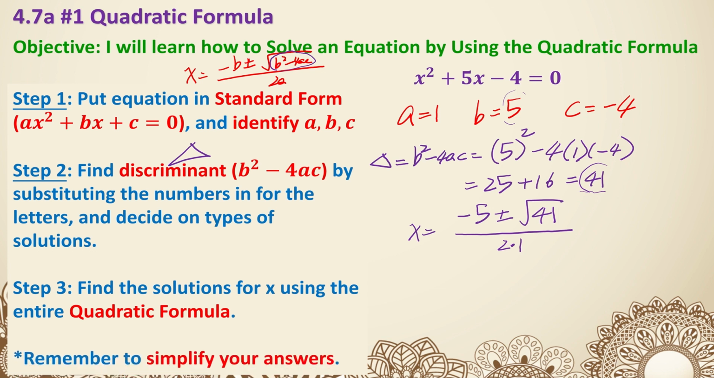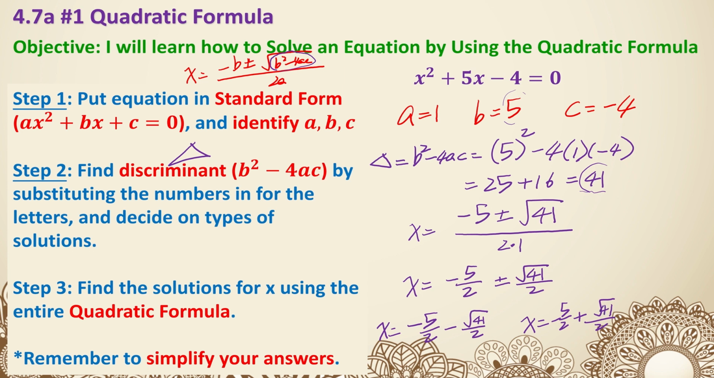And lastly, remember to simplify your answers. It's a good habit to actually separate the fractions to simplify, to make sure you do it correctly. It's going to be negative 5 over 2 plus minus square root of 41 over 2. Some questions may ask you to write the answers separately. Well, then you have the first one being negative 5 over 2 minus square root of 41 over 2, and the second one being negative 5 over 2 plus square root of 41 over 2.